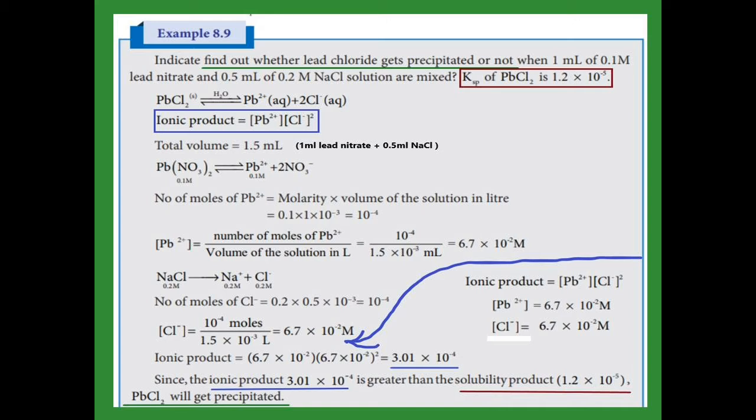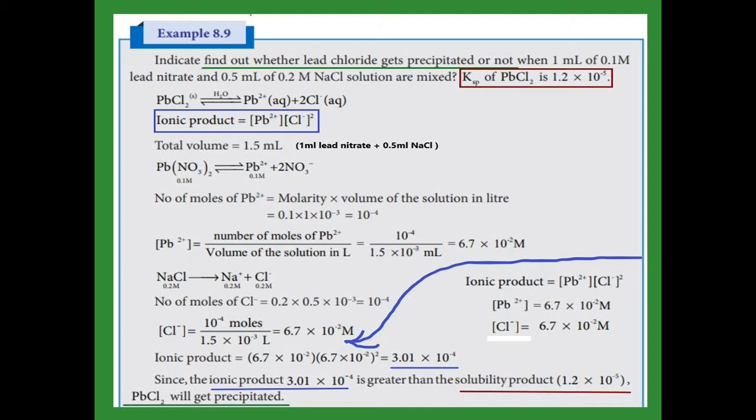Then the number of moles of Pb2+ in the lead nitrate alone is molarity times volume of the solution. The molarity is given as 0.1. Please note that the volume of solution is only for lead nitrate. What is the volume of lead nitrate here? 1 ml. We change that 1 ml to liters, so 1 × 10^-3, and we get the number of moles of Pb2+ as 10^-4. This is only for lead nitrate.